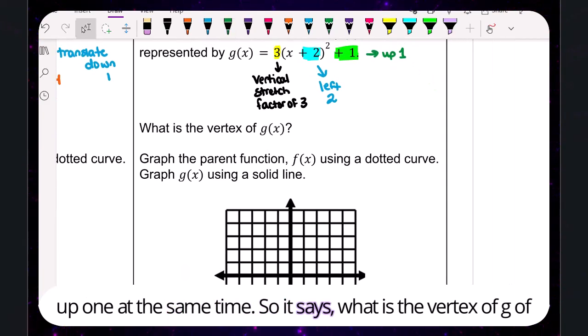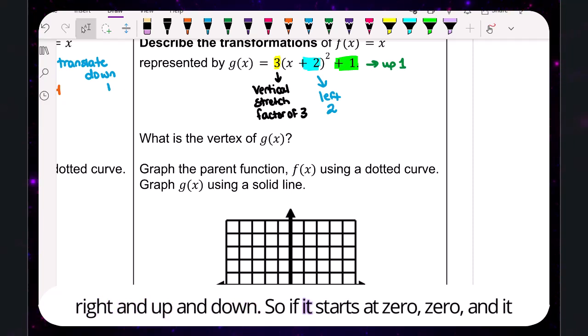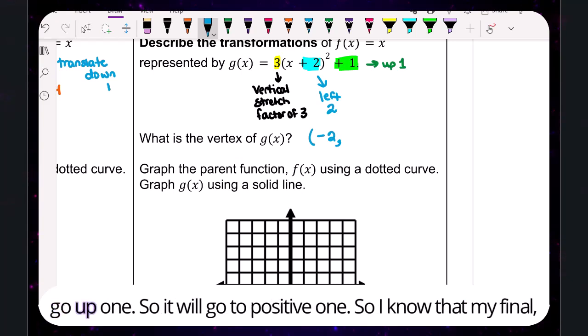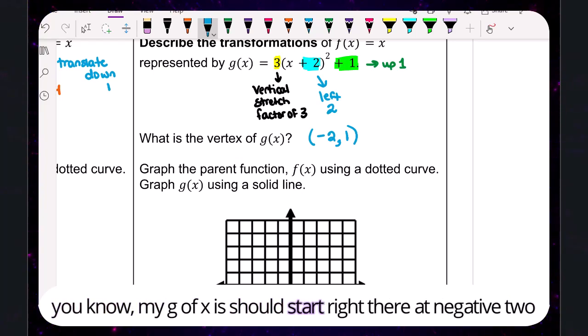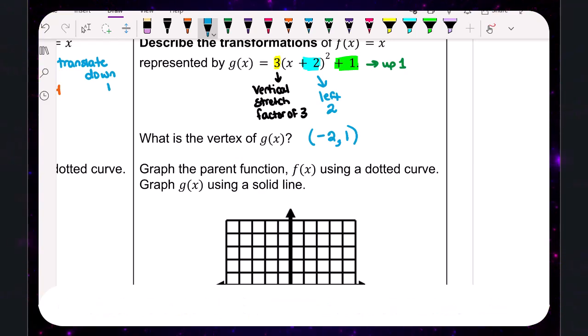So it says, what is the vertex of g of x? The only thing that affects your vertex is the shifting left and right and up and down. So if it starts at 0, 0, and it moves left 2 would be -2, and then it will go up 1, so it will go to +1. So I know that my g of x should start right there at -2, 1. Let's go ahead and graph and see if that works out that way.